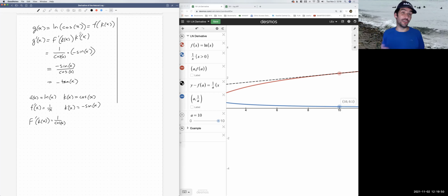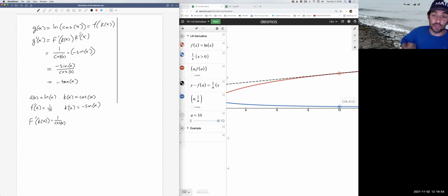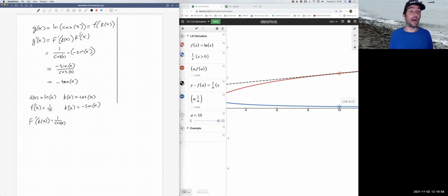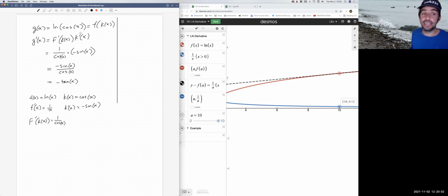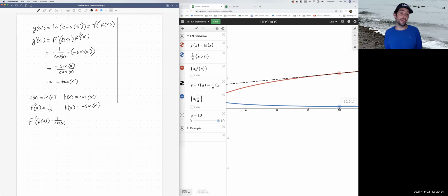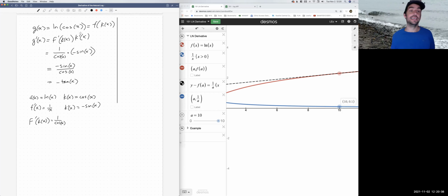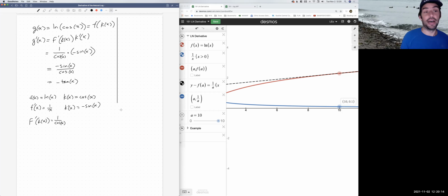Cosine spits out values between -1 and 1. Natural log cannot handle negative values. It can't handle 0 either. It can only handle positive values. So we need a domain here. We need to make sure we don't put in values of x so that cosine is spitting out values that aren't positive.